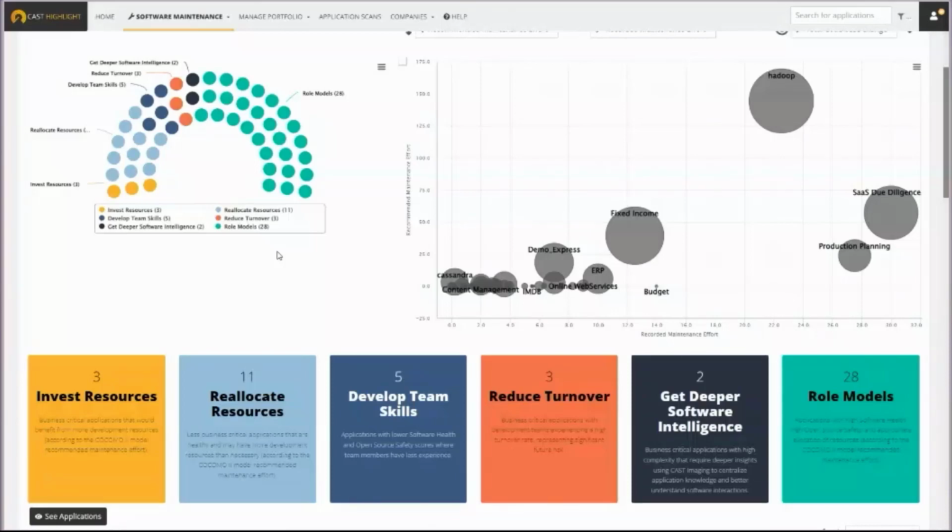Get deeper software intelligence. We have another product at CAST that goes very deep for very complex business critical systems. That's that recommendation, but the one I'm interested in here is role models. We found 28 applications that are important to the organization, they are healthy, meaning they don't have a lot of issues, and the number of resources assigned is well aligned with the recommended number of resources. So here's another opportunity to look at what these teams and application owners are doing, because maybe there are some best practices we could share across the teams where we found opportunities to optimize cost, invest in training, things of that nature.